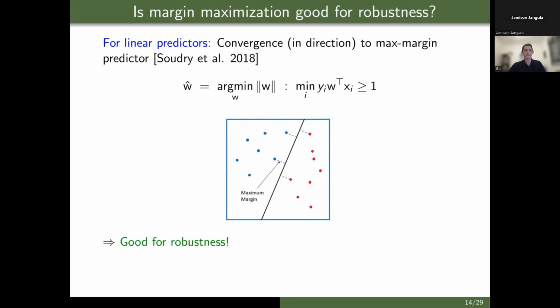And intuitively, if we think about the case of linear predictors, then in linear predictors, it is well known that gradient methods always converge to a solution that maximizes the margin. And in linear predictors, margin maximization is actually very good for robustness because maximizing the margin implies that we maximize the distance between the data points and the decision boundary, which is exactly what we want in order to get a robust network. So for the case of linear predictors, margin maximization is good for robustness.